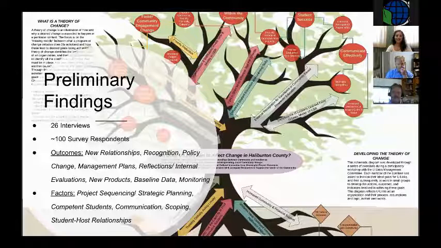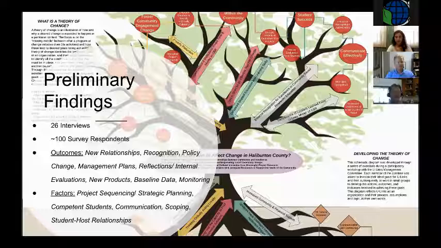So here are some of the preliminary findings. The background of this slide is my theory of change poster that came from that initial workshop. I've had 26 interviews and about 100 survey respondents, and some early themes that have come up have included outcomes of new relationships, recognition, policy changes, management plans, different reflections or internal evaluations that organizations have then undergone as a result of the research, new products, and baseline data and monitoring.